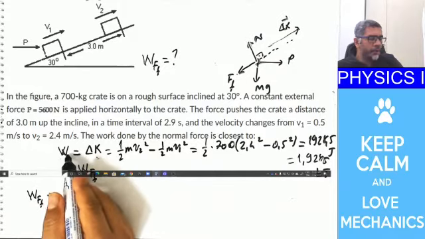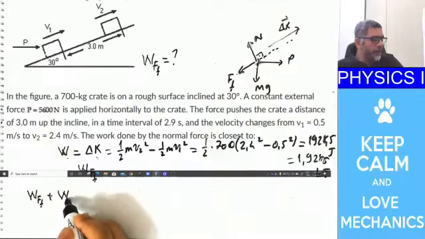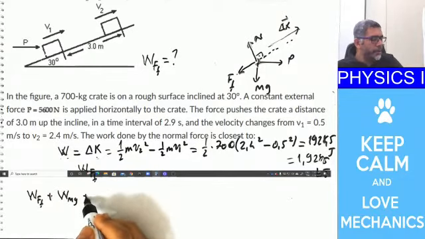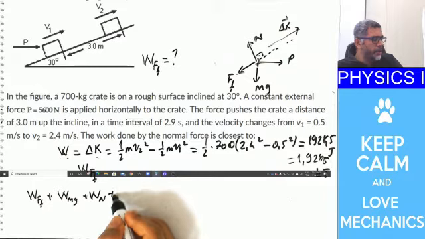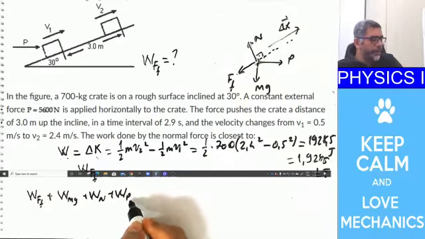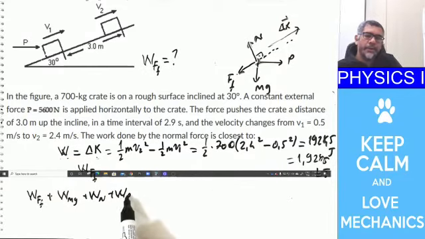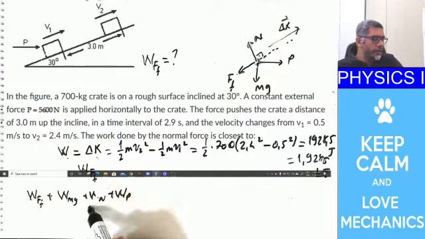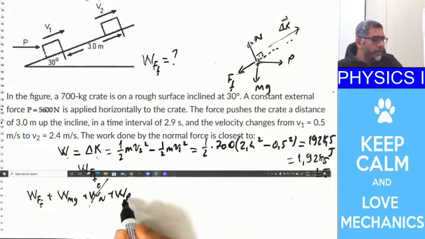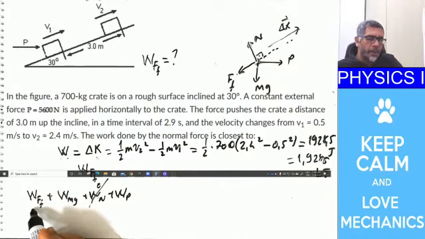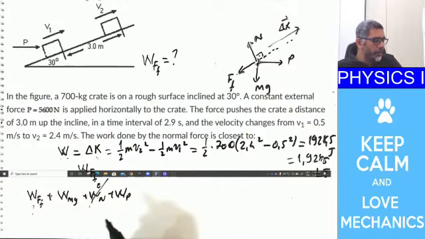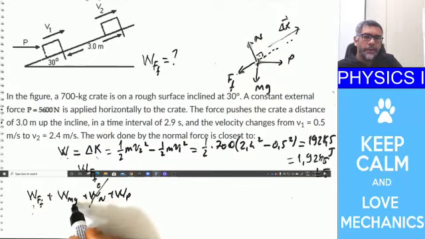So the left-hand side is the work done by friction plus, because this is the total work done by all forces, work done by gravity, mg, plus work done by normal force, plus work done by this external force, P. The left-hand side has all these four types of work done by four different forces. But this is zero because we already found that normal force cannot do any work. And what about the work done by friction? This is the question that we should find. We don't know. What about the work done by gravity?